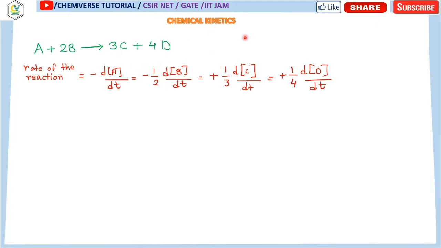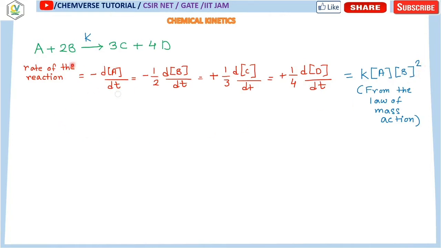Now whenever the product is forming, the concentration of the product is increasing with the time. That is why there will be a positive sign, and the stoichiometry, you can't forget about that. So it's 3, so we will write plus 1 by 3 dC dt, likewise plus 1 by 4 dD dt. Now if the rate constant is k, it can be written in the form of k, concentration of A to the power 1 and concentration of B to the power 2.